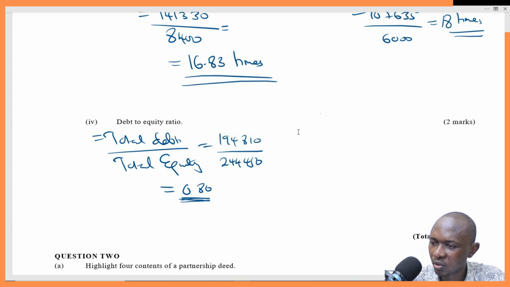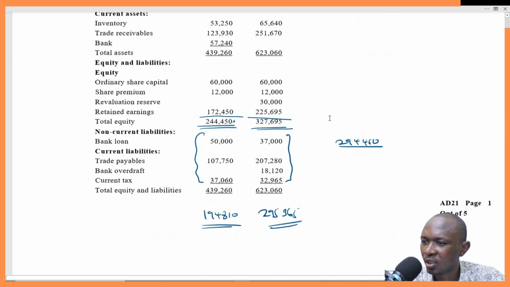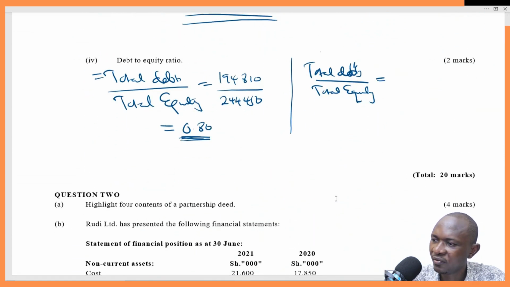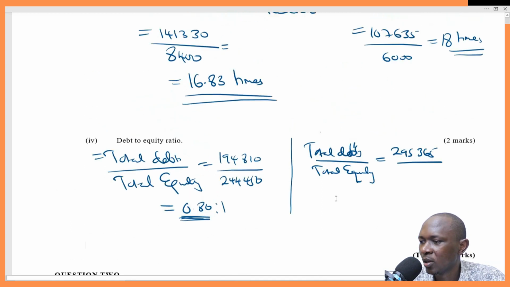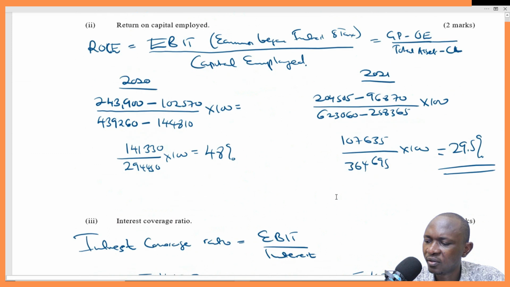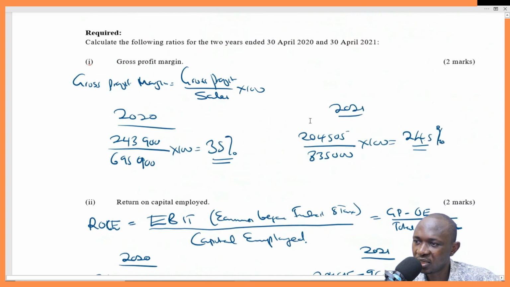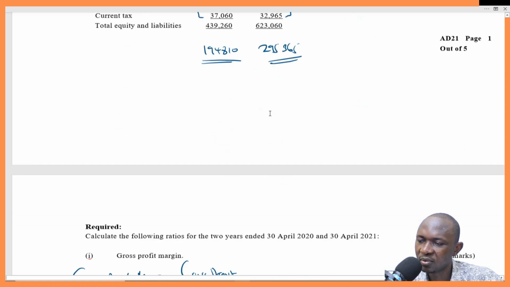Now let's look at 2021. 2021 will also have total debts over total equity. Our total debt is 295,365. So this is a ratio. You can express it 0.8 to 1. And then 295,365 divided by 327,695. Let me just get that number again. 327,695. So we are good to go.